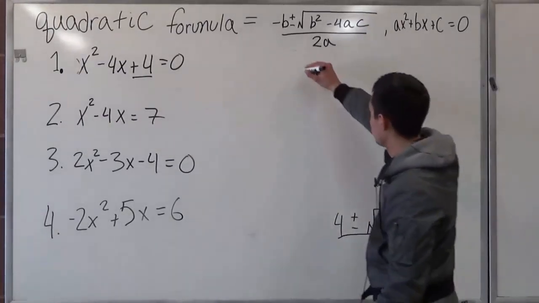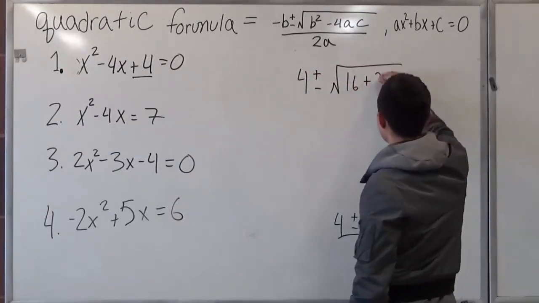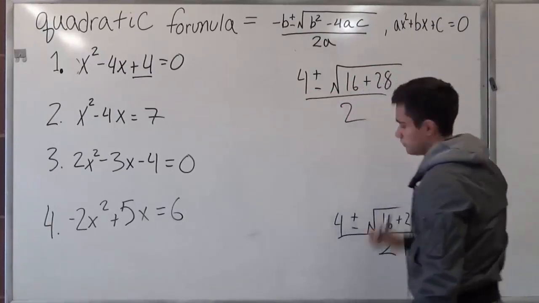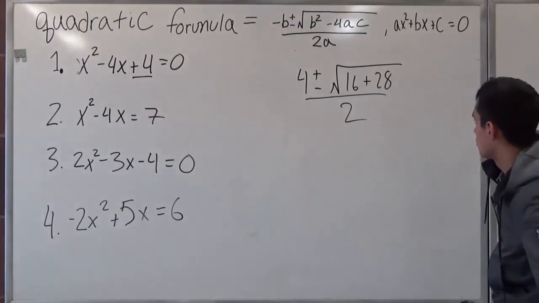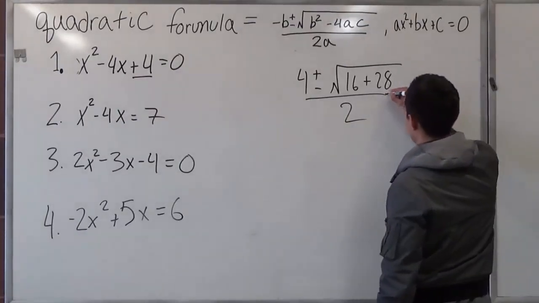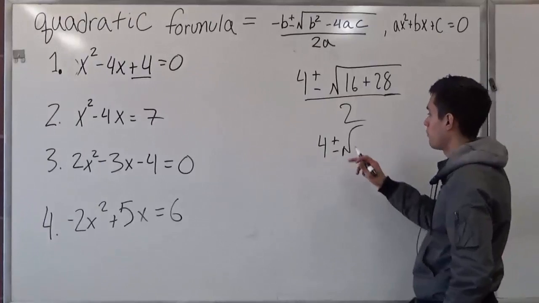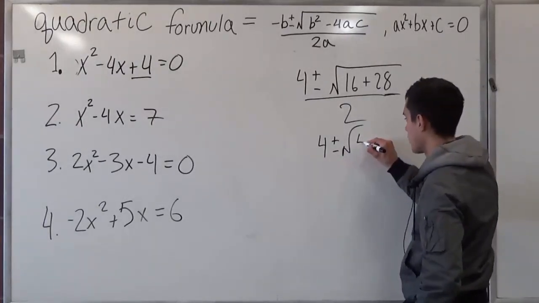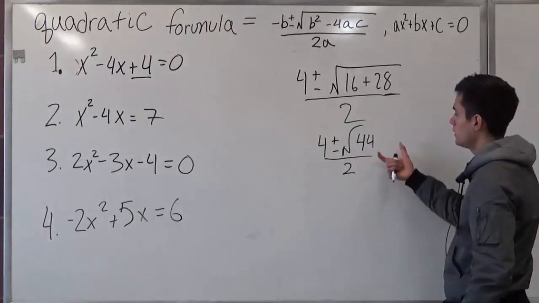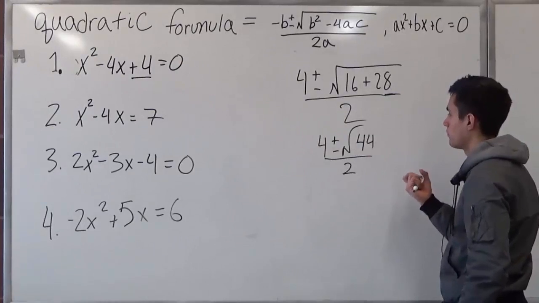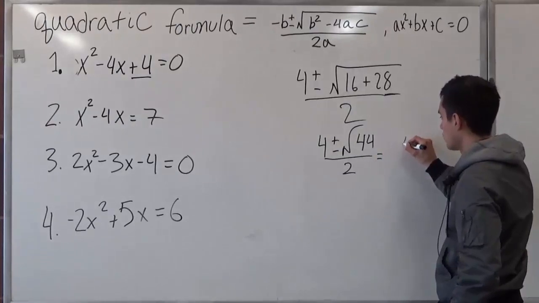We'll just rewrite it. We'll have 4 plus or minus 16 plus 28 all over 2. Okay, now we have 4 plus or minus radical 44 divided by 2. So now we see this radical, and we have to simplify it further. So let's just focus on this radical 44 for a minute.